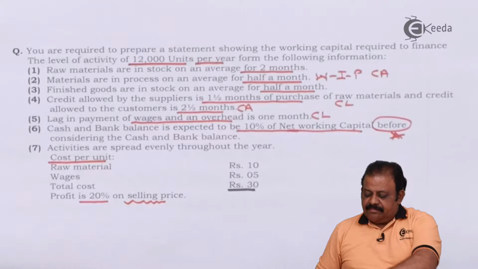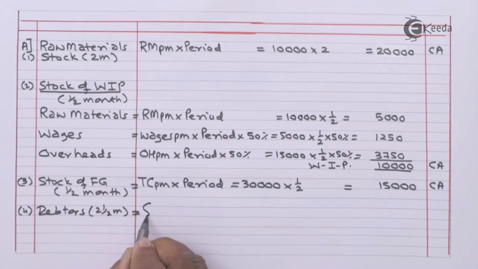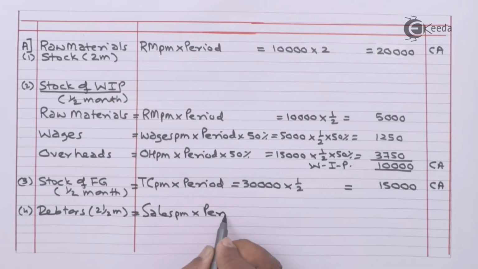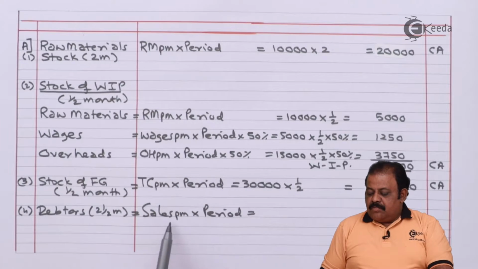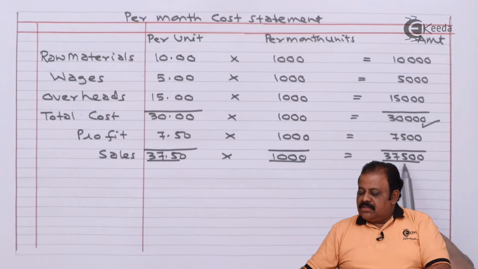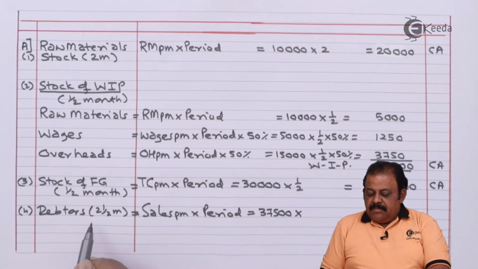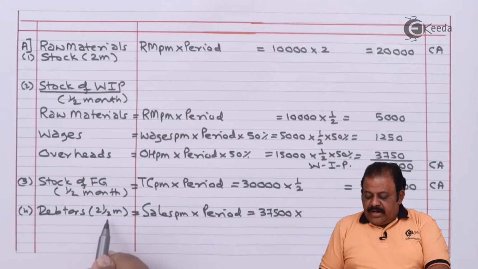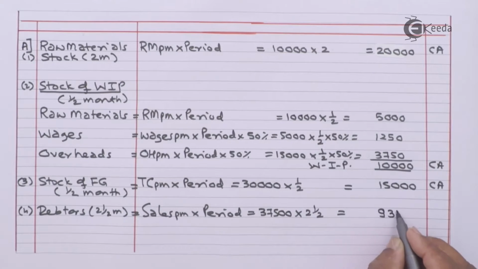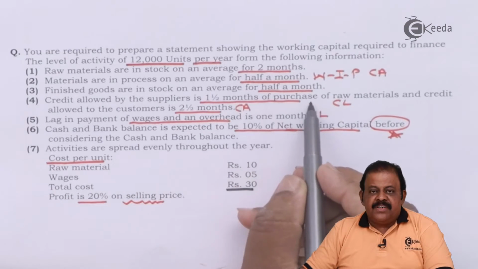Information of debtors. Sales per month multiplied by period. Sales per month 37,500 multiplied by credit period allowed 2.5 month. 93,750 current asset. Credit allowed by suppliers 1.5 month of purchase.